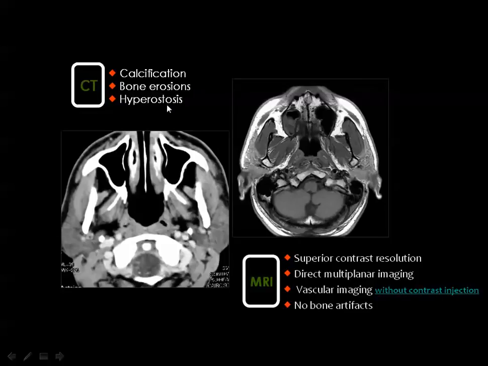But MRI is superior because of the high resolution imaging, because of the multiplanar imaging, because of the delineation of the vascular structures without the need to inject contrast media. And also MRI in many instances has no bone artifacts, but CT may show sometimes artifacts from dental fillings, for example, and from bony structures as well.